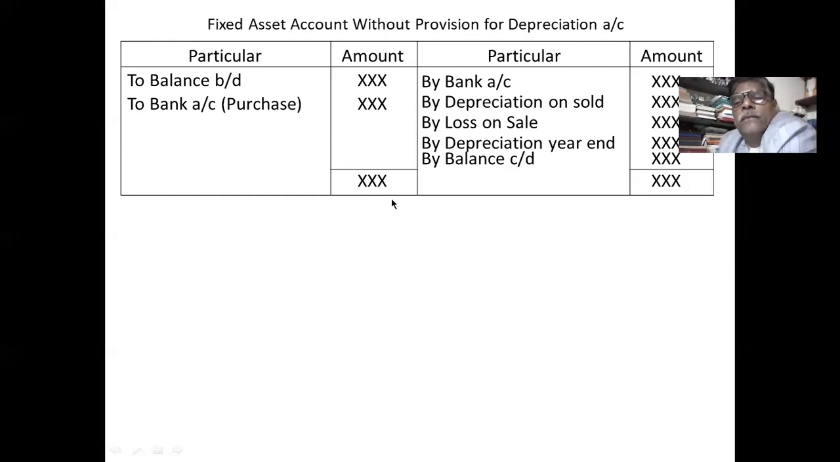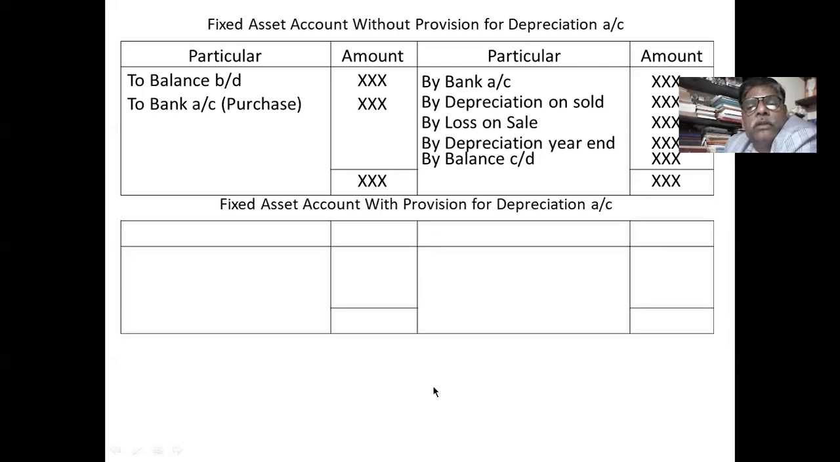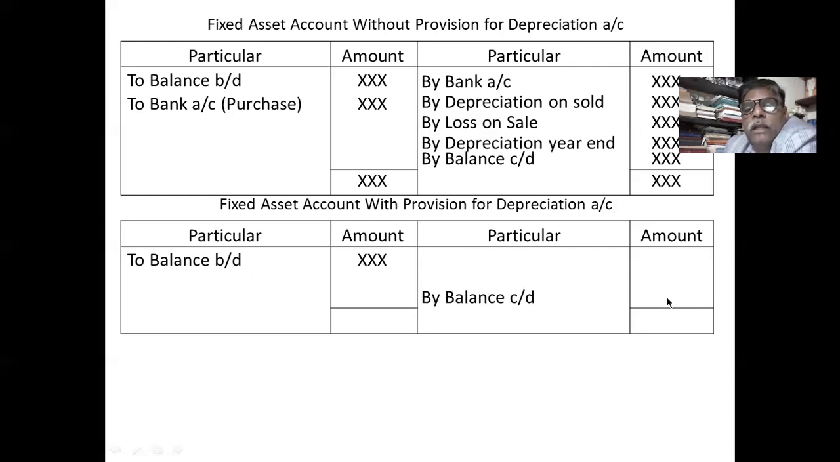Okay, thereafter, if the provision for depreciation account is there, then you have to prepare the account like this. Okay, you take the to balance brought down, the opening balance, it is the last year account balance. Then by balance carried down, this is the current year balance. Remember this. Okay, thereafter you write the bank sale. Then you write the by depreciation on sold.